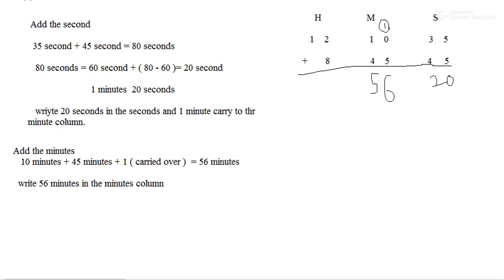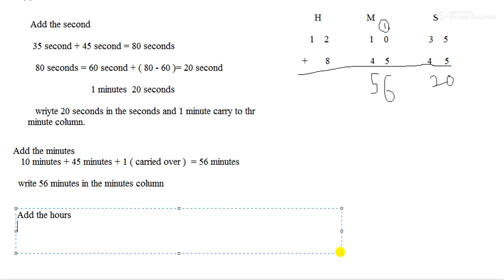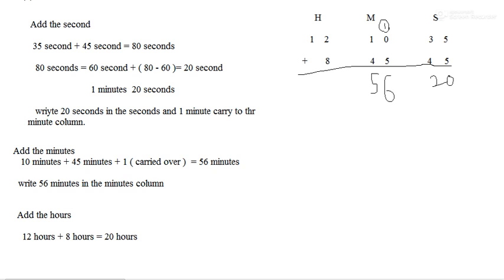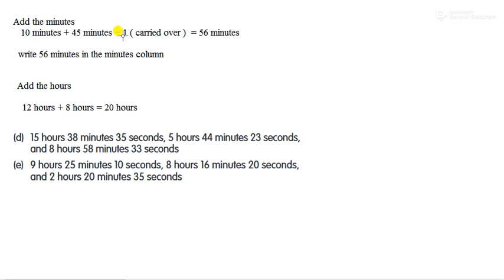Now next add the hours. Here what are the hours? 12 hours plus 8 hours. So 12 plus 8 is 20 hours. So write the 20 hours in the hours column. This D and E bit, do it by yourself, giving as homework.